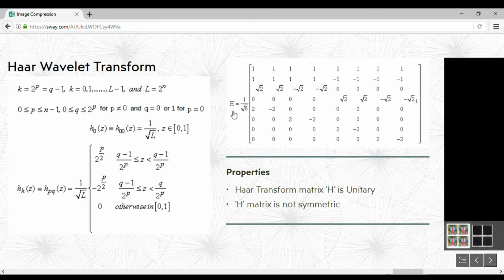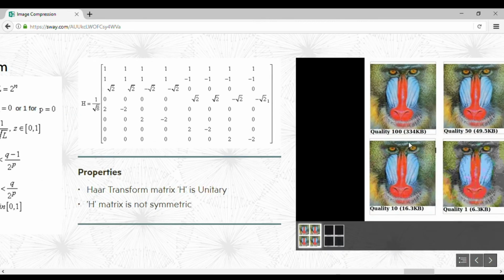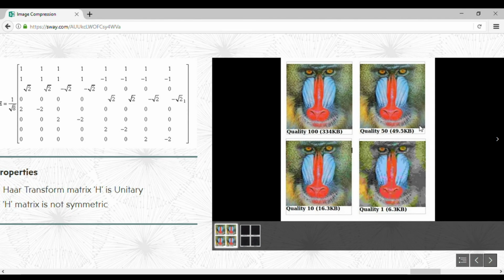The starting point for the definition of the Haar transform is the Haar functions, which are defined in the closed interval of 0 to 1. The corresponding 8 cross 8 transformation matrix generated using these basis functions can be represented as follows. It is not difficult to see that H inverse is equal to H transpose, that is, H is unitary, and it is not symmetric. The following example depicts the lossy image compression technique for an RGB image.